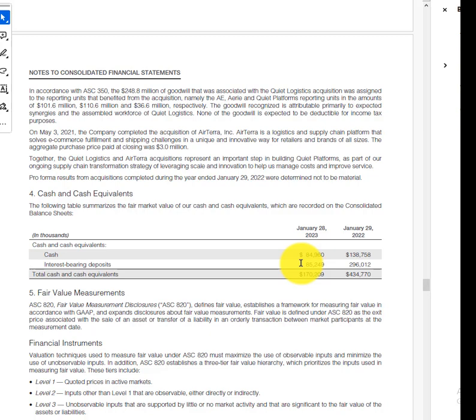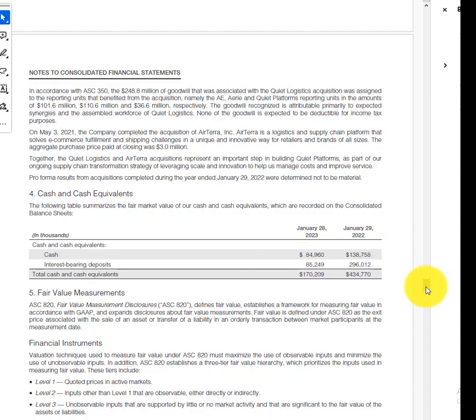Why do they think you need that disclosure? Okay, they think that's relevant. You know that they are keeping the money that they have until they need to use it to pay the bills.